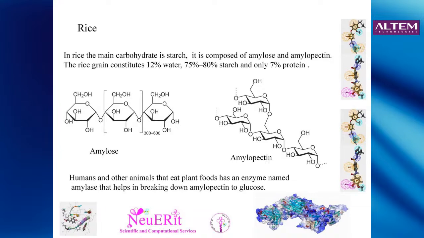Humans and other animals that eat plant foods have an enzyme named amylase that helps in breaking down amylopectin to glucose. So whenever we are eating, our body already has an enzyme named amylase that breaks down amylopectin or amylose into glucose, and we get the energy. Chemoinformatics will tell you the structure of amylose and the structure of amylopectin, and bioinformatics will tell you what the enzyme amylase is, what its structure is, how it works, and so on.